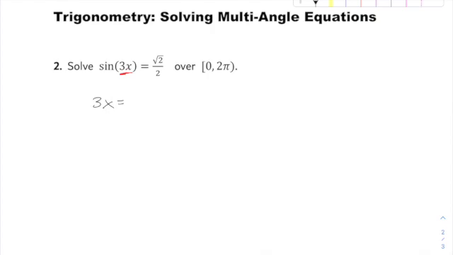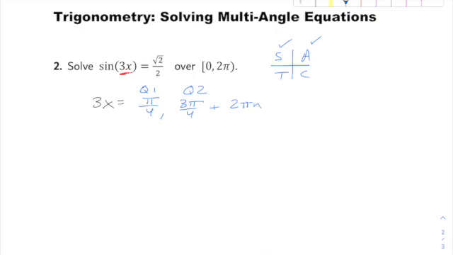Okay, so sine is positive root 2 over 2. Sine is positive in quadrant 1 and quadrant 2. And sine is root 2 over 2 for a reference angle of pi over 4. So our quadrant 1 and our quadrant 2 are pi over 4 and 3 pi over 4. And to find future solutions, I would be adding 2 pi n normally, right?